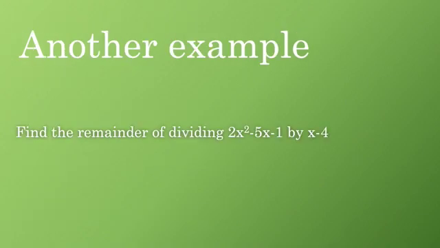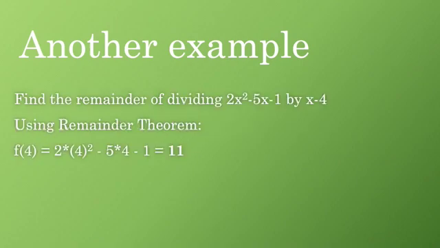Let's try another example using the same dividend, that is, 2x squared minus 5x minus 1, but with a new divisor. Let's say the quantity x minus 4. In order for us to solve this problem, we simply apply the remainder theorem. Rather than dividing our f of x by the quantity x minus c, we simply have to calculate f of c. So in this example, this means we evaluate our 2x squared minus 5x minus 1 at x equals 4. Substituting in the value of our x variable, we get 11.